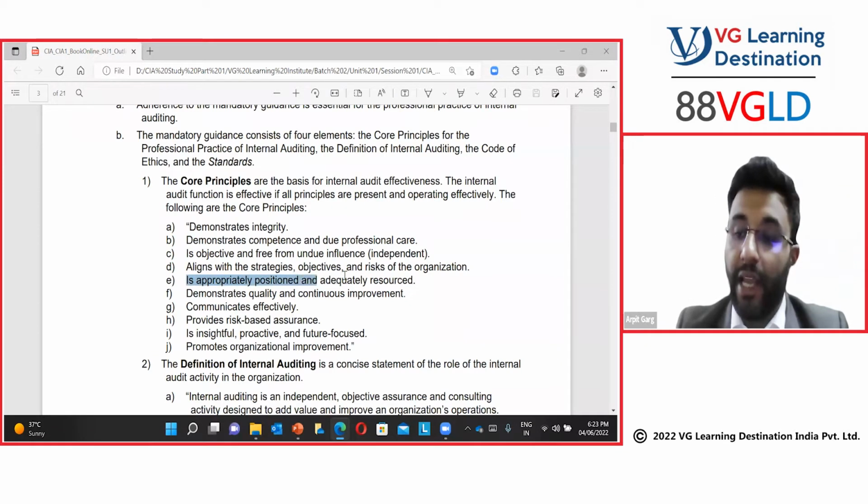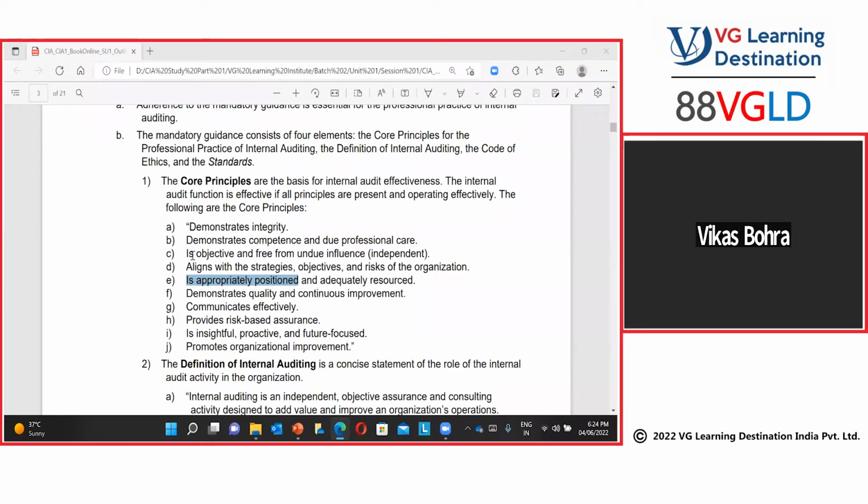Now, this is again very important. Internal audit activity should be appropriately positioned and adequately resourced. What does appropriately positioned mean? Can anyone tell? What did we understand here? We have read this, right? The CAE should be part of the senior management. Authority. The reporting line. Should be able to mitigate the right risk.